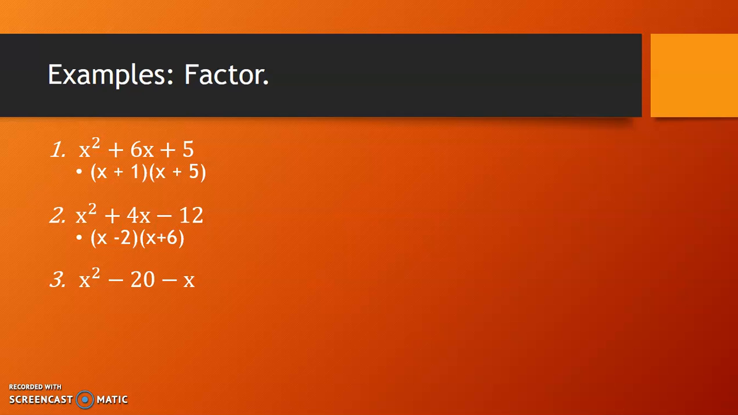And for the third one here, we have x squared minus 20 minus x. The first thing you would want to do is rearrange it so it's in descending order. So switch that negative 20 and that negative x around. So you're looking for 2 numbers that multiply to negative 20 and add to a negative 1. And the numbers that do that are a positive 4 and a negative 5.